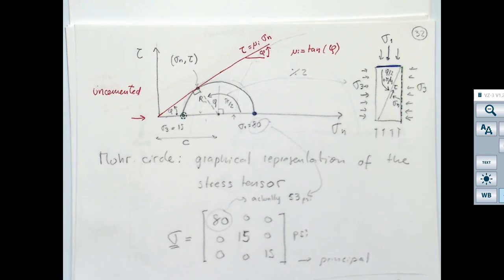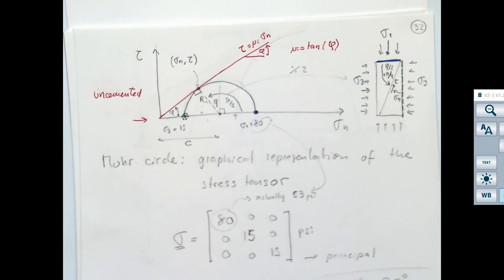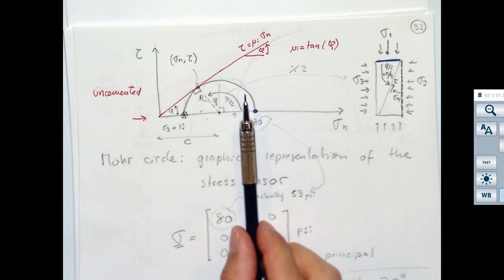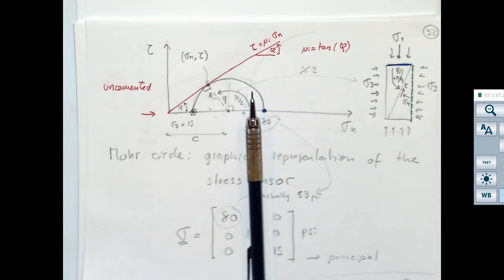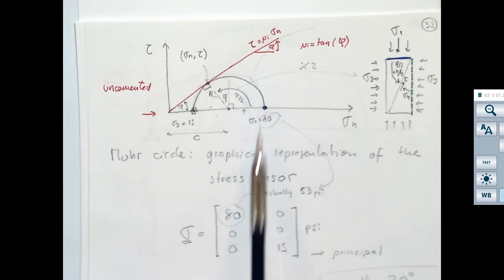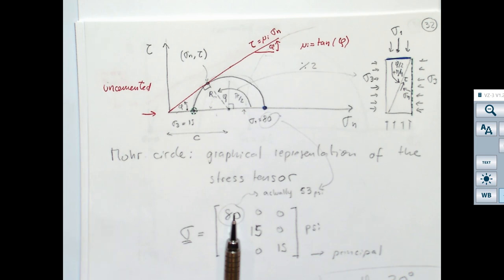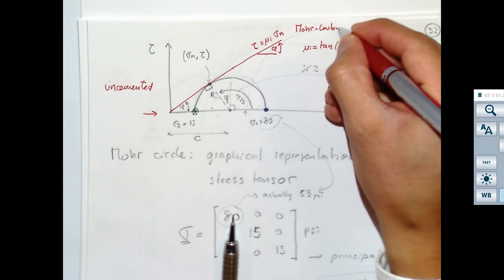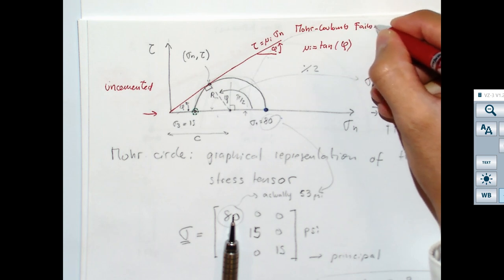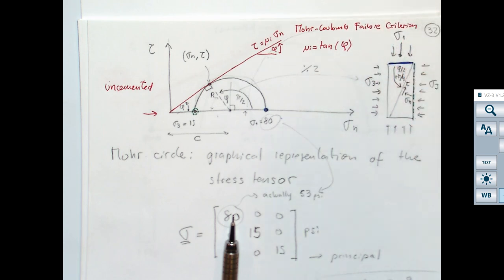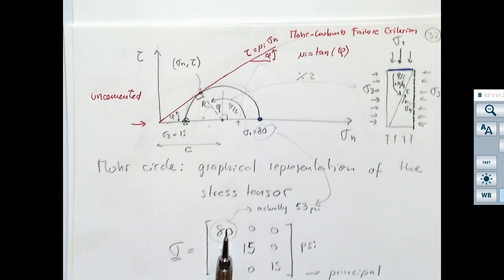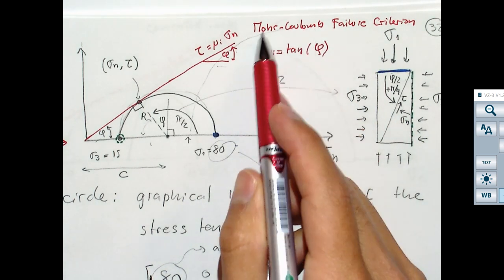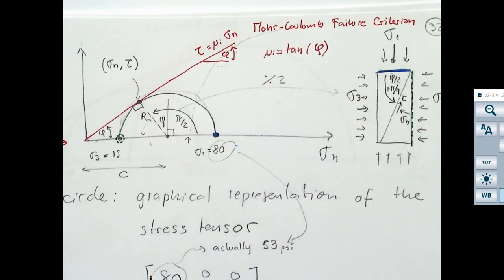I don't know if you guys remember the name for that line. It starts with M. No, this is a Mohr circle, right? This is a Mohr circle. Now, what is the red one? This one usually goes by the Mohr-Coulomb failure criterion. And it's called that because Coulomb came up with it, but it was used with Mohr circles. So that's why it's called the Mohr-Coulomb failure criterion.